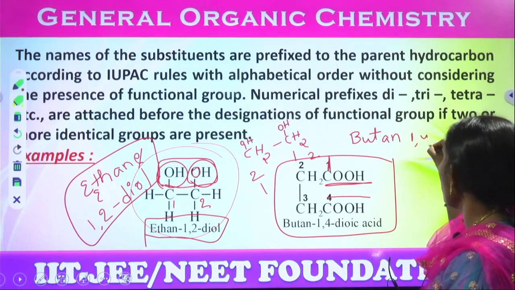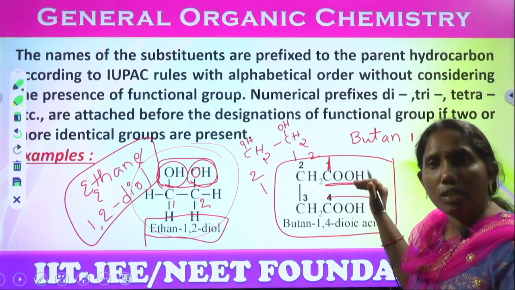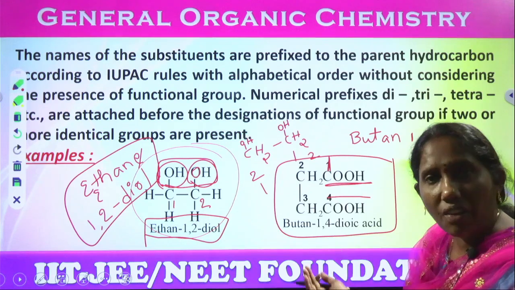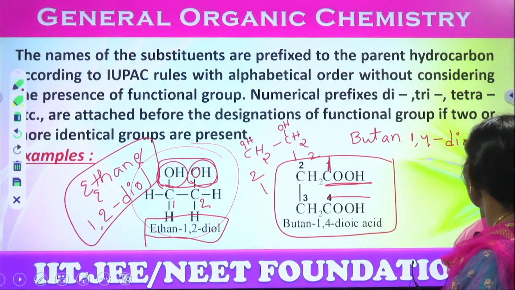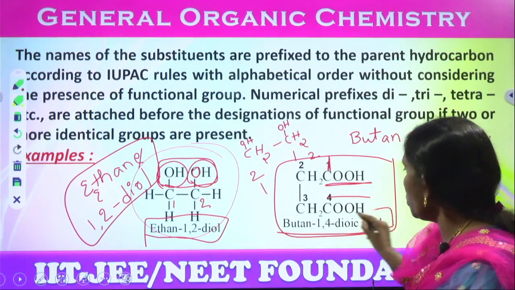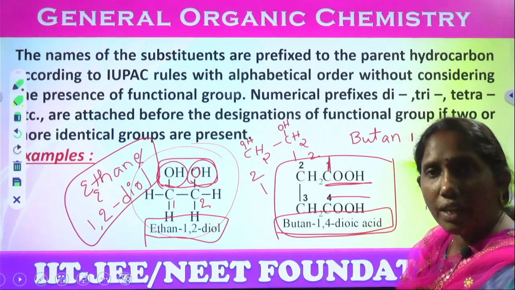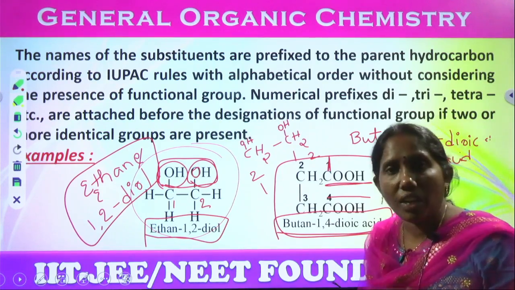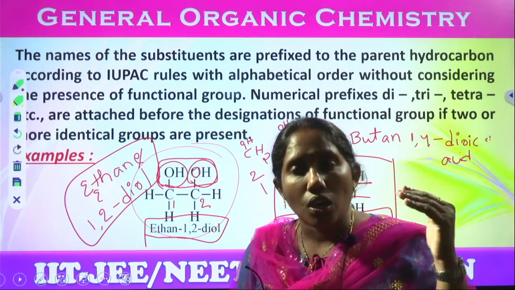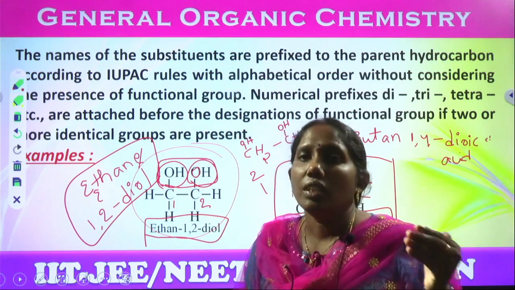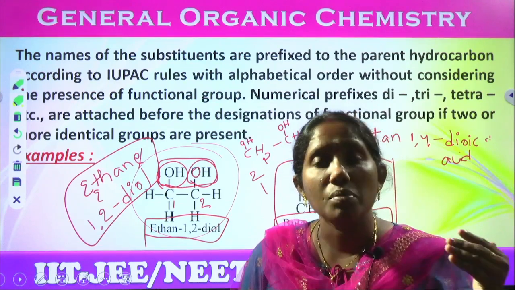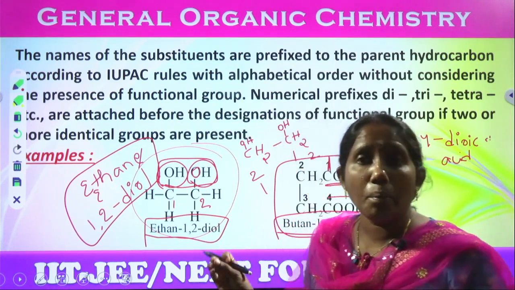Butane 1, 4. 2 carboxylic groups are present. So the carboxylic group suffix is oic acid. So we have to add that one, oic acid. So the name of this compound is butane 1, 4 dioic acid. Means if any functional group is repeated, how many times it is repeated, we have to write those carbons' numbers, and if it is repeated 2 times, di; if it is repeated 3 times, tri; if it is repeated 4 times, tetra; like that we have to write before the suffix.